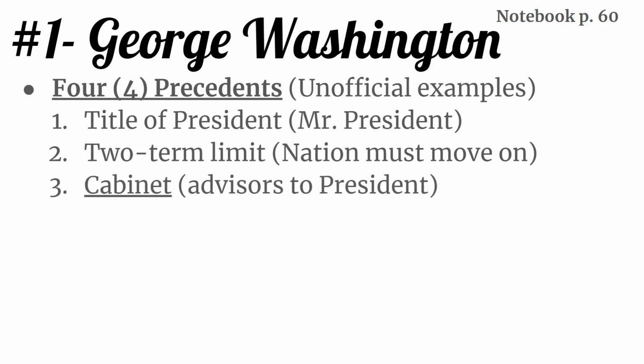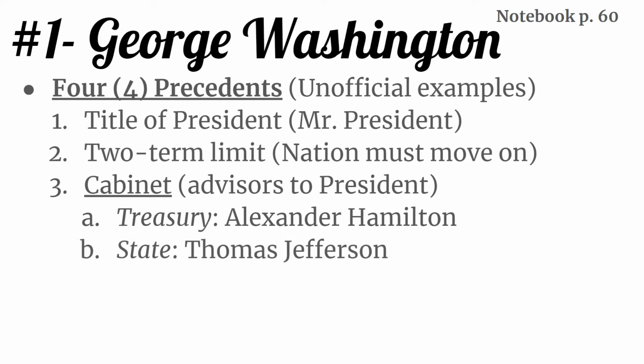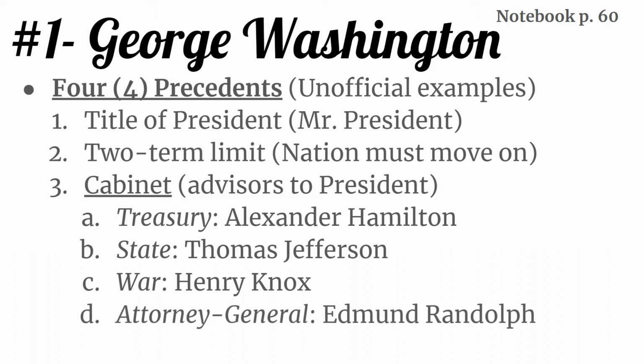The third precedent that he set was he developed the cabinet. Now, the cabinet are the advisors to the president. George Washington considered himself to be a gentleman farmer, and he understood there was a lot he did not know. So he decided that he was going to surround himself with the brightest and best minds. For the Treasury Department, he's going to pick Alexander Hamilton, who was his clerk during the American Revolution. For the Secretary of State, he's going to choose Thomas Jefferson, who was really our first ambassador to France during the Revolution. For the Secretary of War, he's going to pick his friend Henry Knox, who was another general in the American Revolution. And finally, the Attorney General is going to be Edmund Randolph.